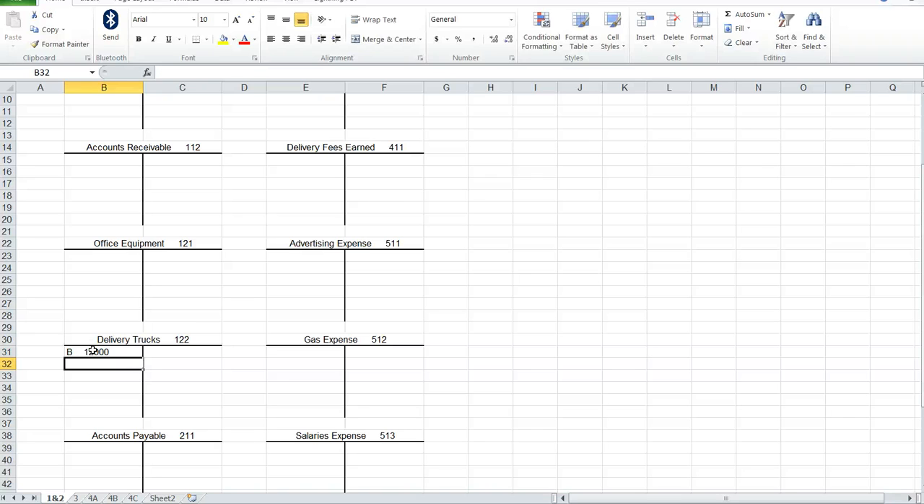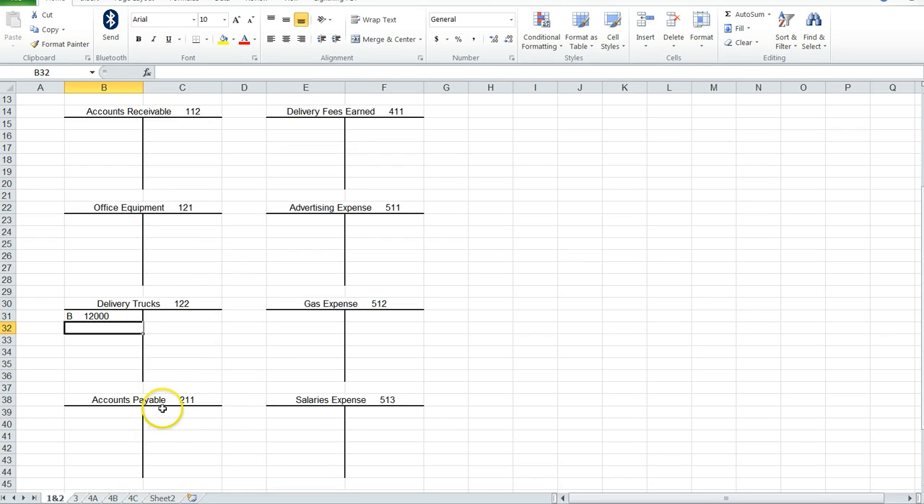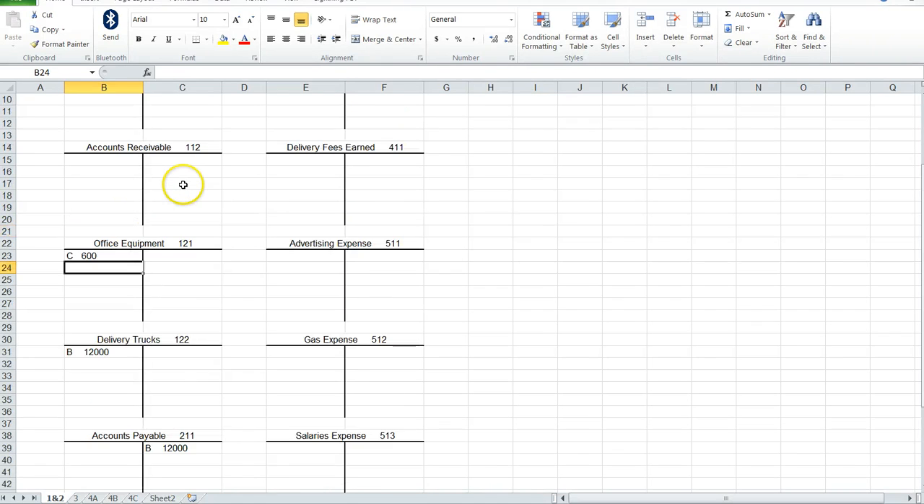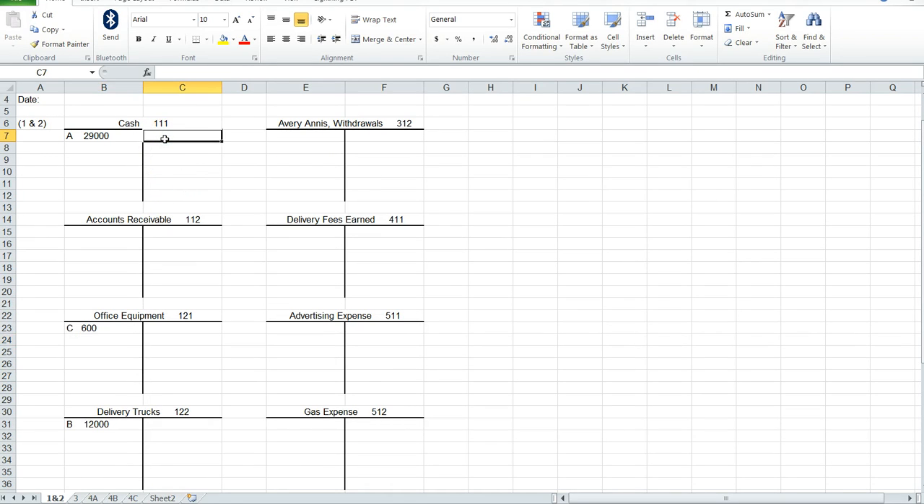I hit the enter. Now it does say that I am purchasing the delivery trucks on account, which means I'm buying now and paying later, and therefore I have to add to the accounts payable account for $12,000. So I'll just stick my $12,000 in there and hit enter. Read C, bought office equipment for cash. You got one asset going up. Put a couple of spaces there, and the amount is $600 I'm reading. So I'll just put the 600, hit the enter button, and then go up to the cash account and put transaction C there and space over a little bit, put my 600 in there.